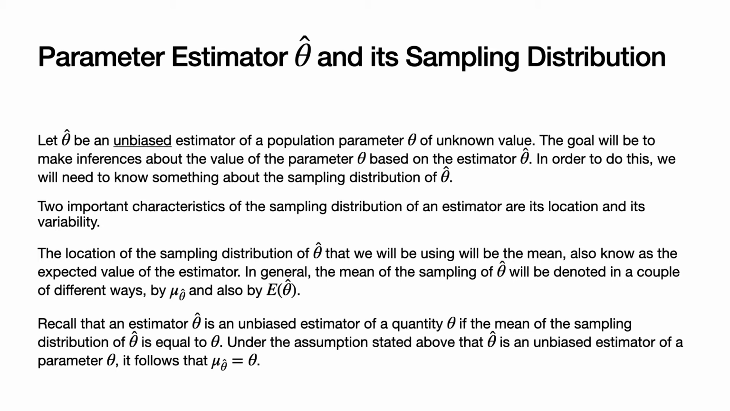Now recall that an estimator theta hat is said to be an unbiased estimator of a quantity theta if the mean of the sampling distribution of theta hat is equal to theta. Under the assumption stated above that theta hat is an unbiased estimator of the parameter theta, it follows that the mean of the sampling distribution of theta hat, mu sub theta hat, is equal to theta.